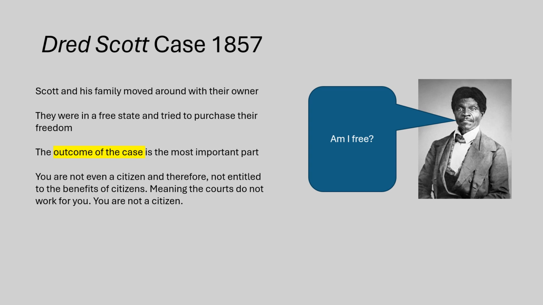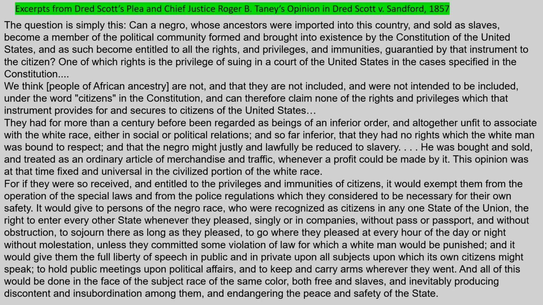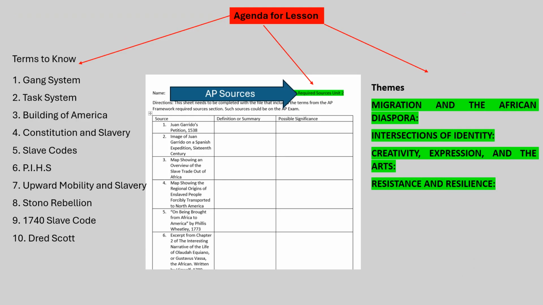In this scenario here, Dred Scott finds himself in a situation where he is claiming to be free because he is in a state that is now no longer a slave state. And the question here from this document, which is again another required document, can a Negro whose ancestors were imported into the country and sold as slaves become a member of the political community? And so that's what this document is looking at, that particular question. And if you're not familiar with the case, the end result is that Dred Scott is not a citizen, therefore he is not even allowed to utilize the benefit of the court.